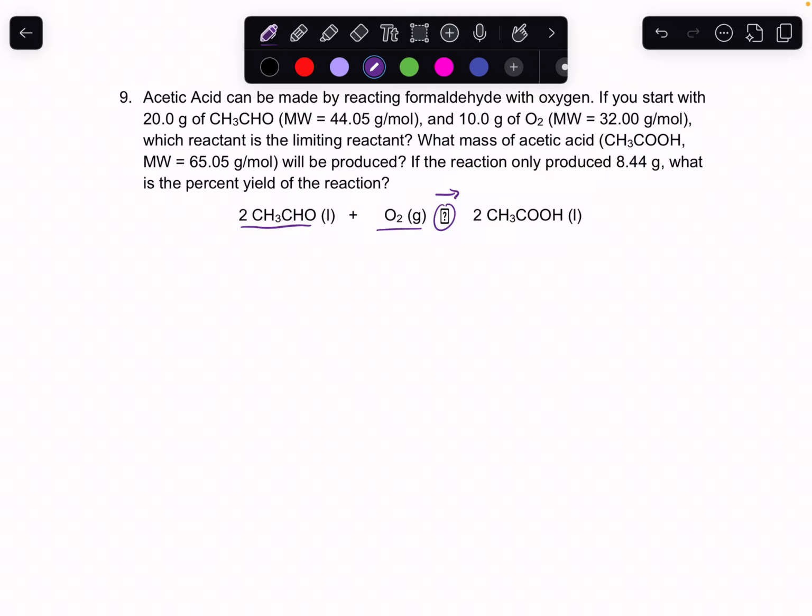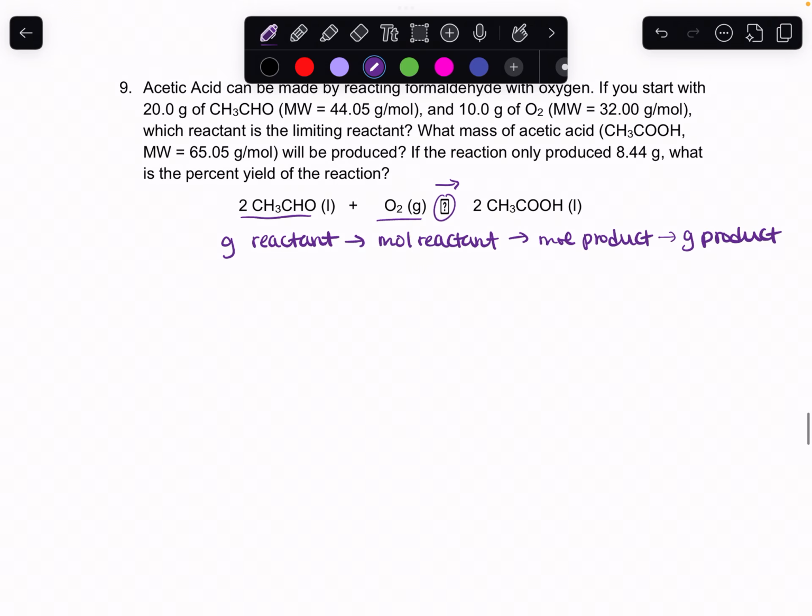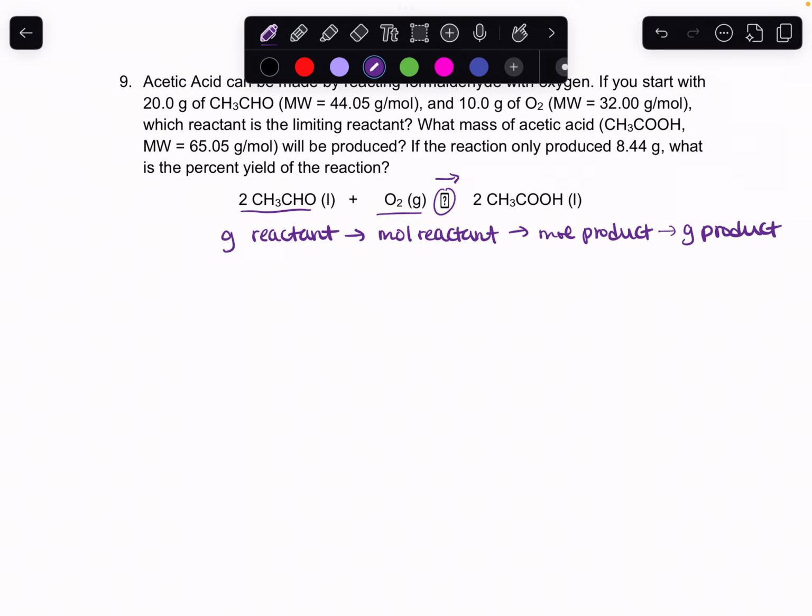So I'm going to go from grams of reactant, convert it into moles of reactant, then convert to moles of acetic acid. So that's our product. And I will finally convert back to grams of acetic acid. Okay, that's the flow chart. So I'm going to start with formaldehyde because that seems to be the easiest. I have 20 grams of it. 20 grams of CH3CHO.